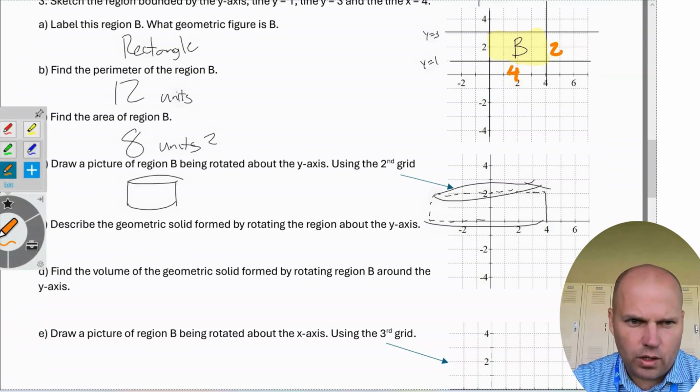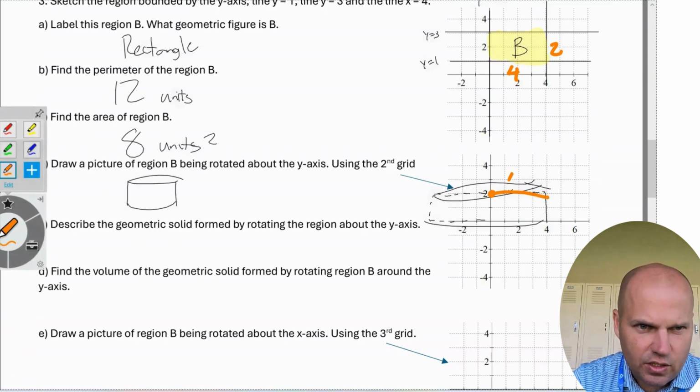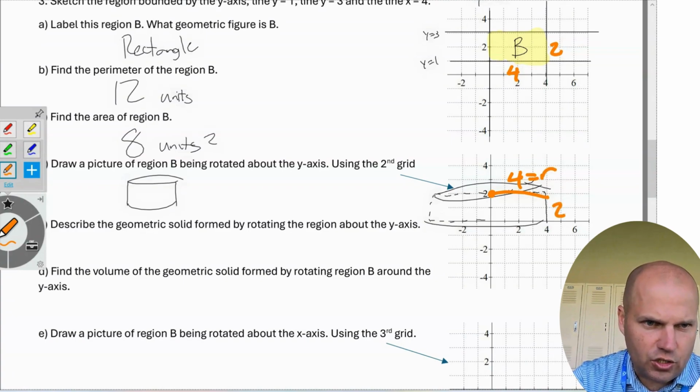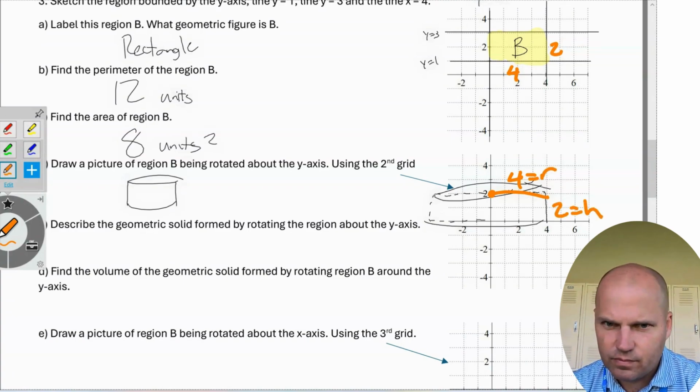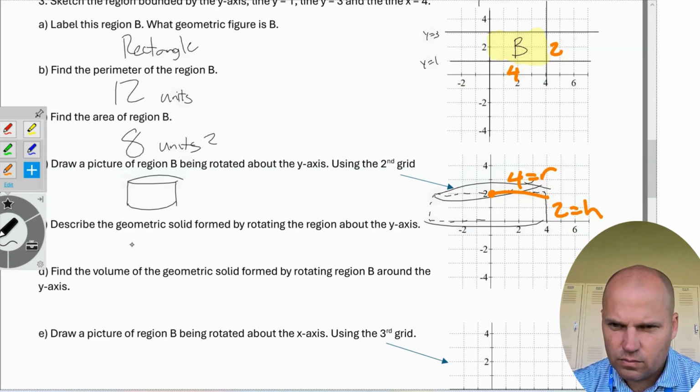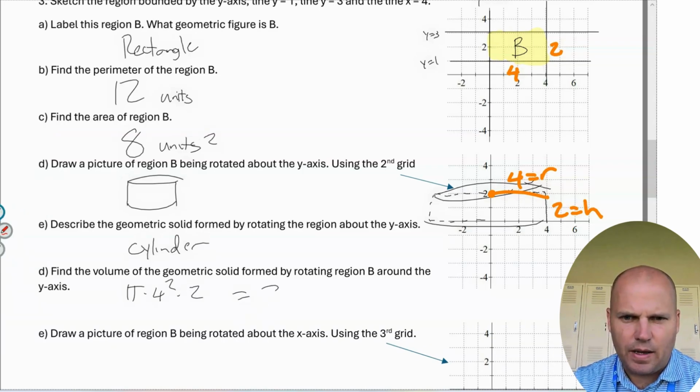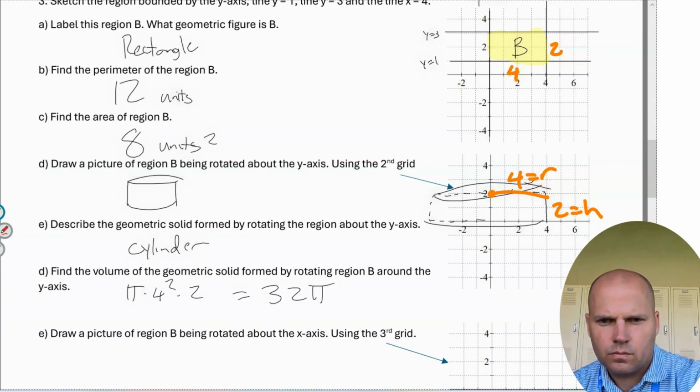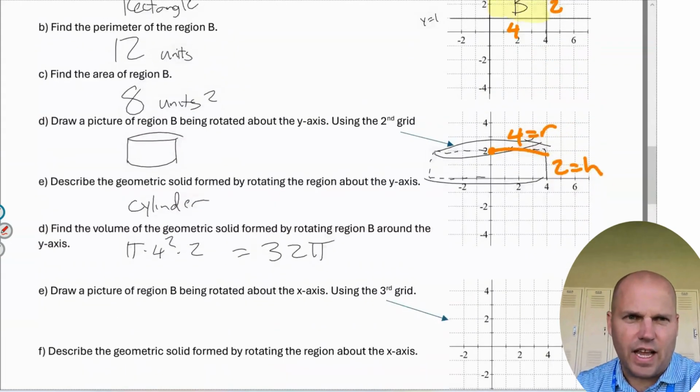This is still 4. This is the radius. This is 2. This is the height. Area of the base times the height, 32 pi. All right, what if we revolve this around the x-axis?